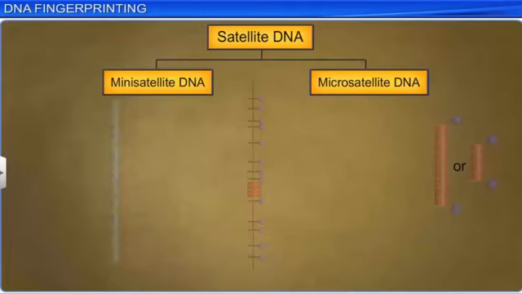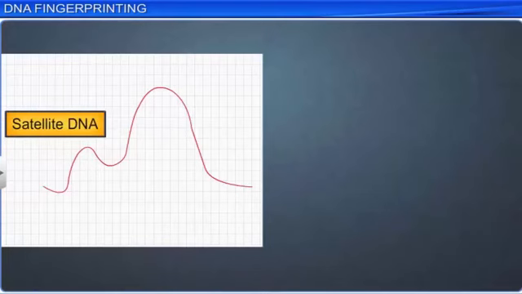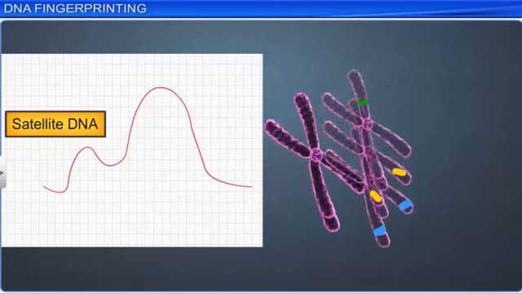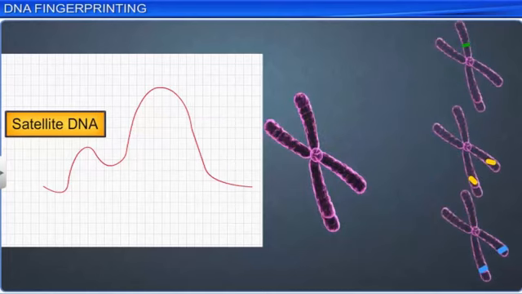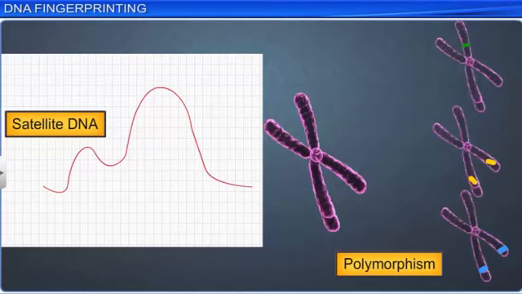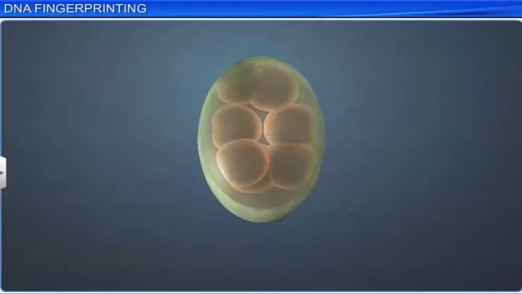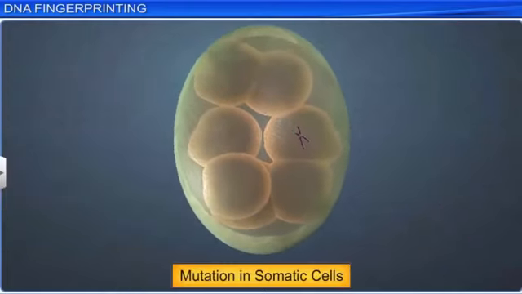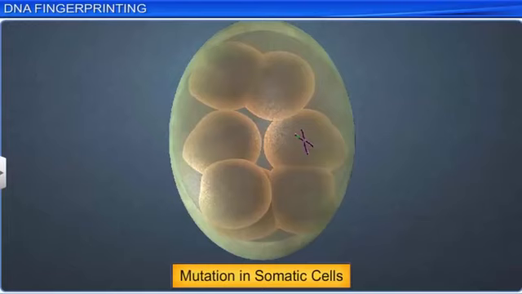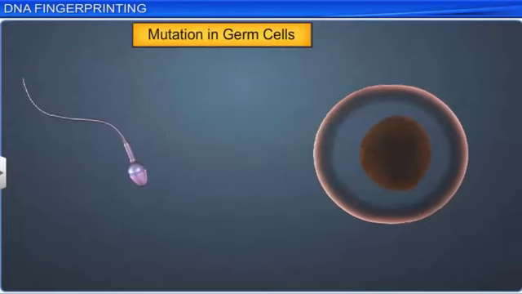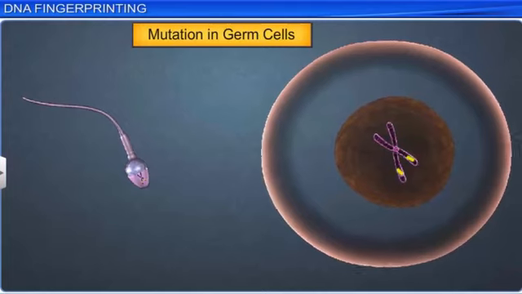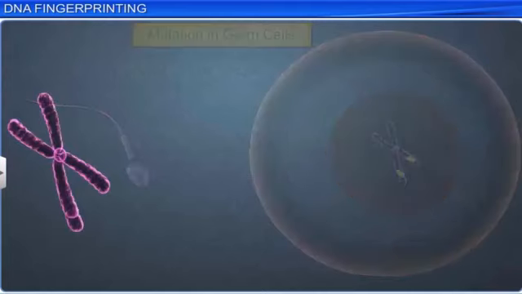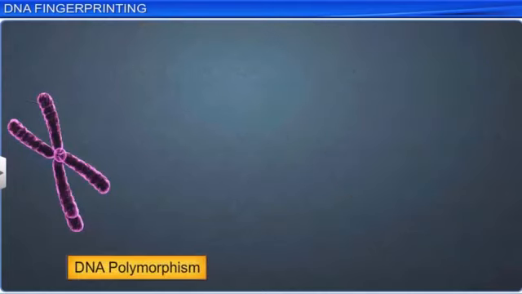These satellite DNA do not show any impact on reproducing ability and exhibit a high degree of DNA polymorphism or genetic variations within a population. DNA polymorphism is the result of mutations in either somatic cells or germ cells, which accumulates over generations. DNA polymorphism is the guiding principle behind genetic mapping and therefore helps in the DNA fingerprinting technique.